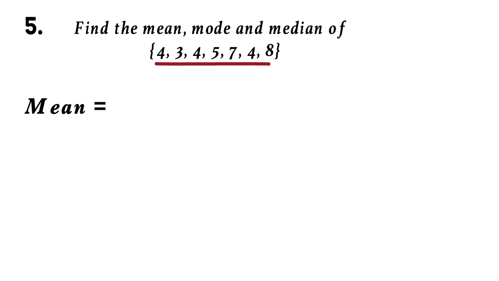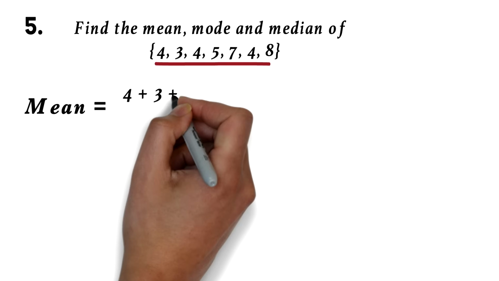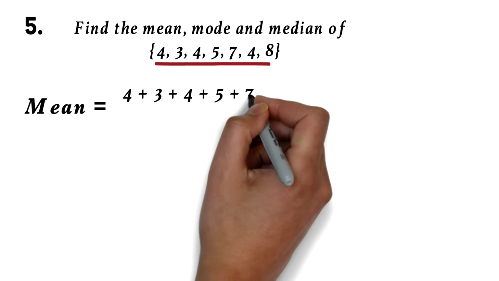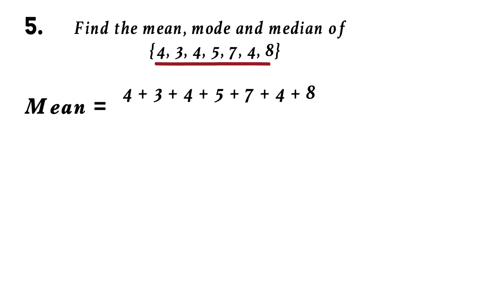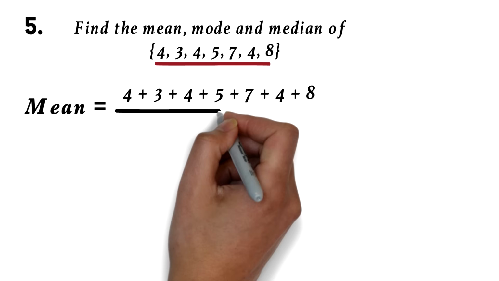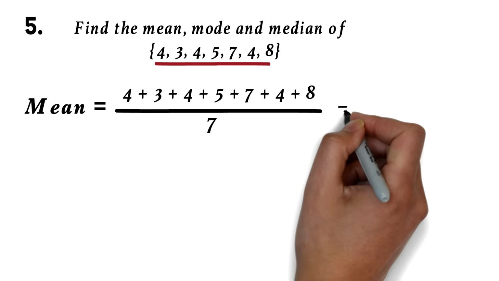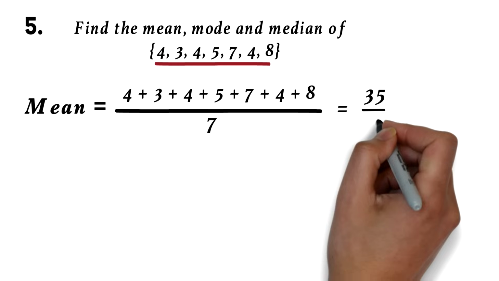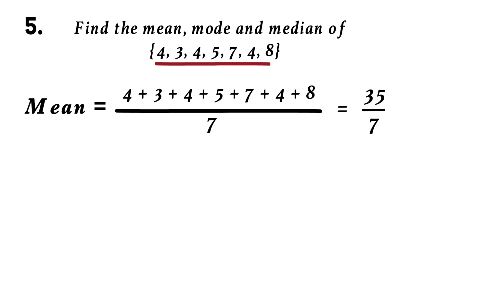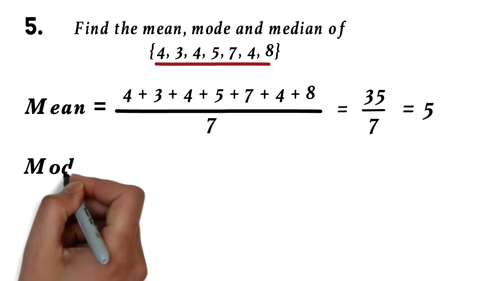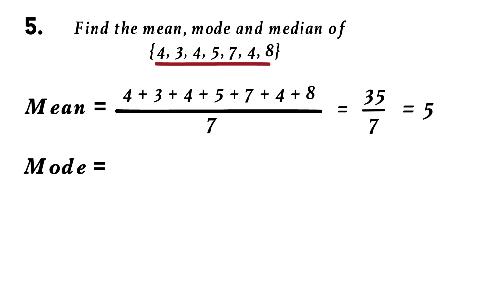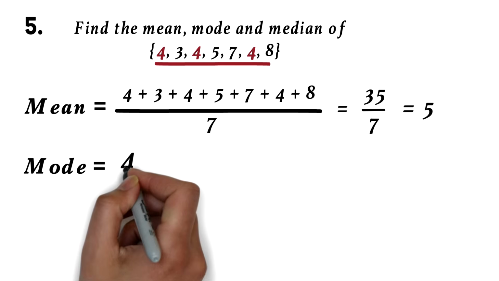So we will have 4 plus 3 plus 4 plus 5 plus 7 plus 4 plus 8, divided by the number of values, which we know is 7. Adding this, we will have 35 over 7. 35 divided by 7 is 5. Therefore, the mean is 5. The mode is the item with the highest frequency. Here, there are more 4s than any other number, so 4 is the mode.